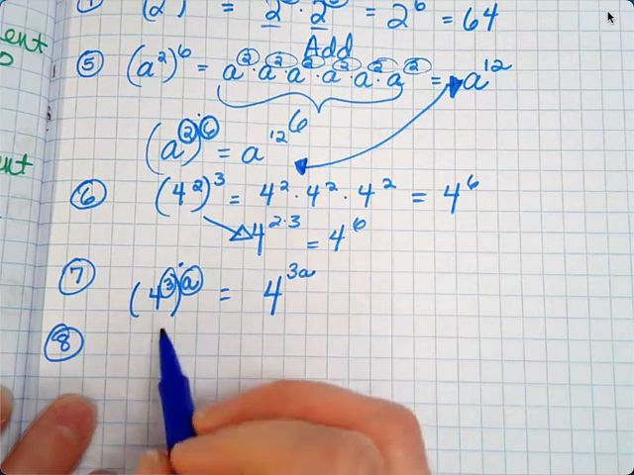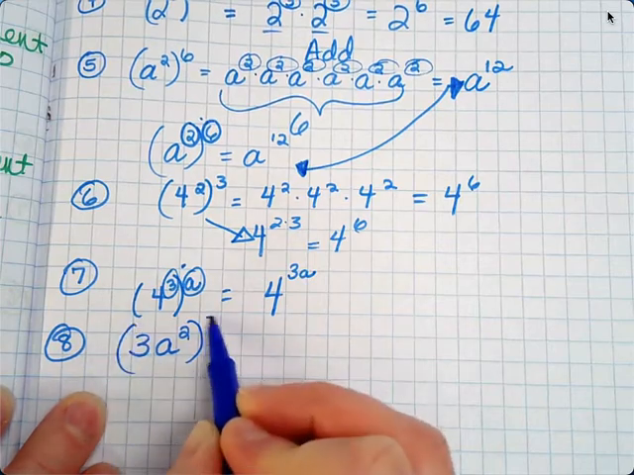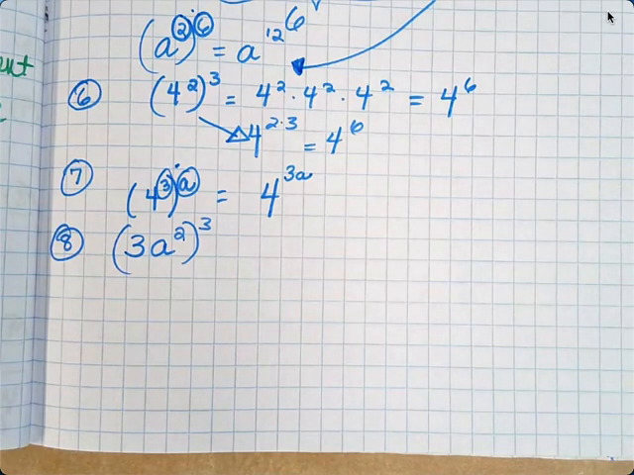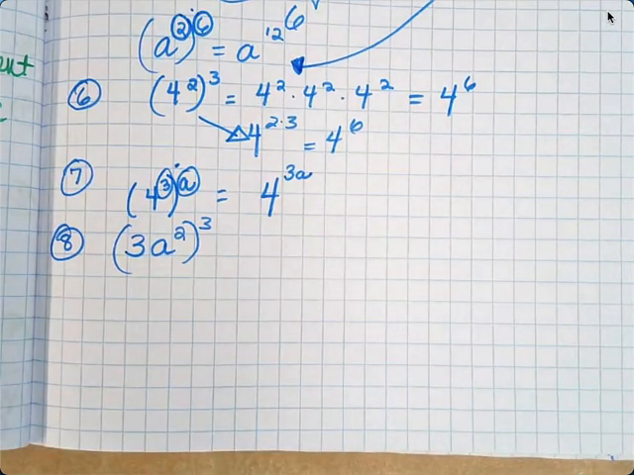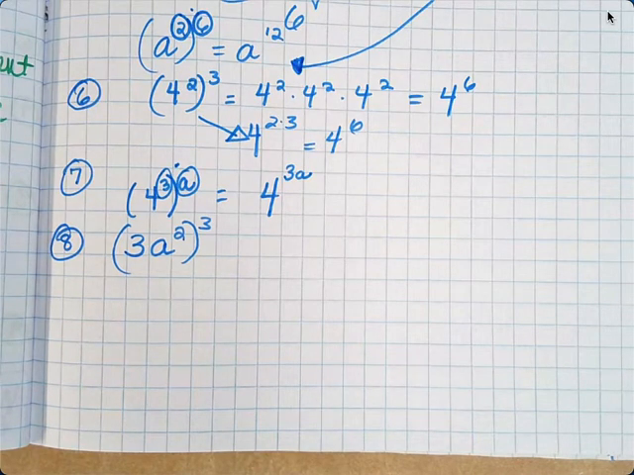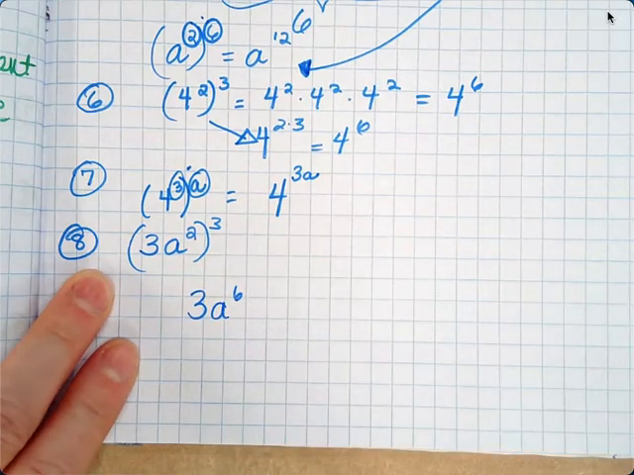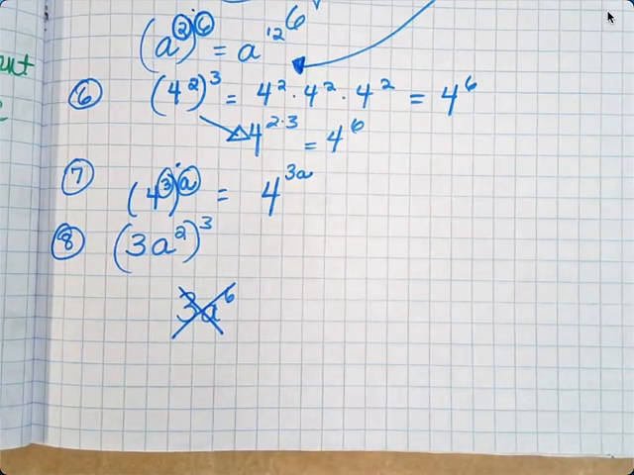Okay, let's do another one. 3 to the a squared cubed. We've only been dealing with whenever we have one variable. Now we have a constant and we have a variable. How do you think it's going to be affected? You know what a lot of people want to say? 3a to the 6. But that is not right. What is wrong with 3a to the 6 as being our answer?